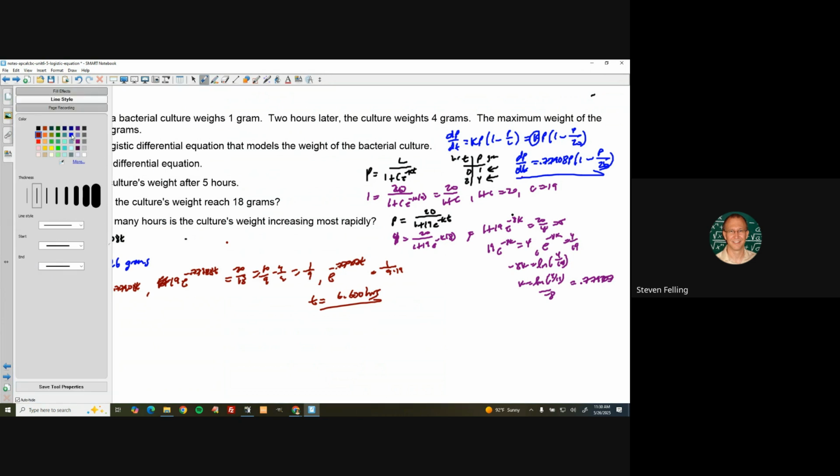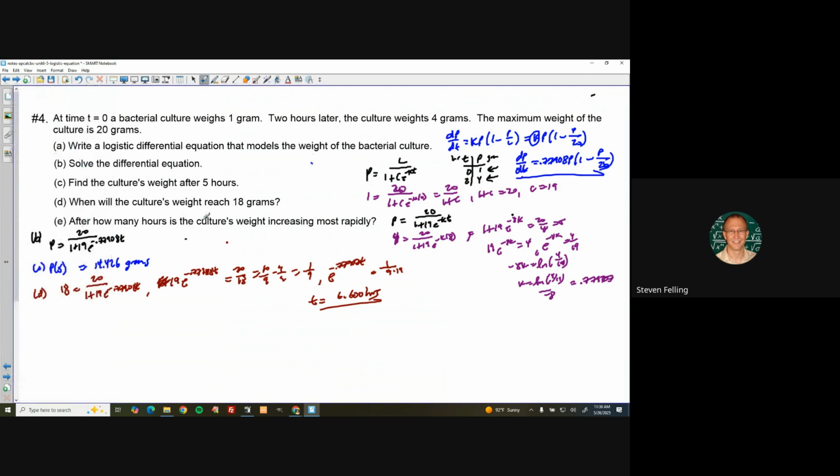Okay, the last one here is a little different. After how many hours is the culture's weight increasing most rapidly? For that, you have to know that this increases most rapidly when the population is half of the carrying capacity, which is 10 grams, half of 20. So 10 for the population equals 20 over 1 plus 19 e to the minus 0.77907 t. And when you solve that, you get the time when that occurs is 3.778 hours.